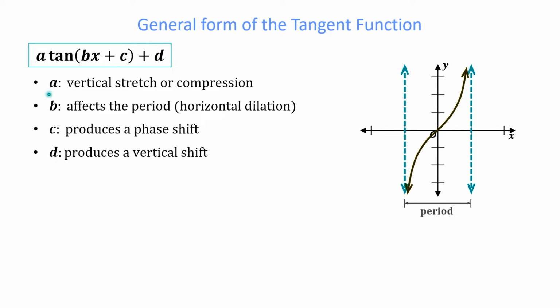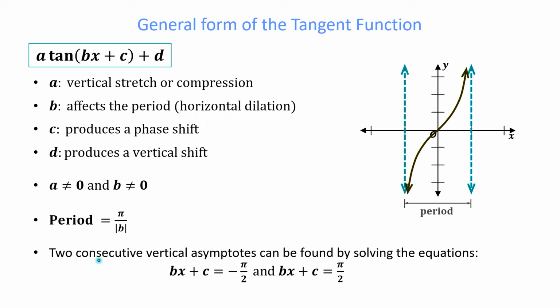Now there are some conditions for A and B, and that is A cannot equal 0 and B cannot equal 0. If we want to find out the period, this is equal to pi over the absolute value of B. And two consecutive vertical asymptotes can be found by solving the equations bx plus c equals minus pi over 2 and bx plus c equals pi over 2. So you'll notice bx plus c is what we have here in the bracket there. So if you make this equal to minus pi over 2 and pi over 2 and solve them for x, we'll find the equations of these two consecutive vertical asymptotes.